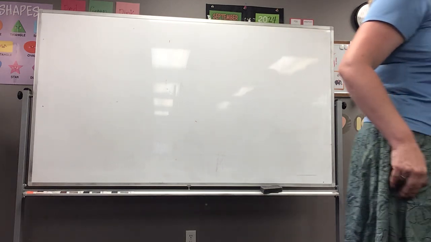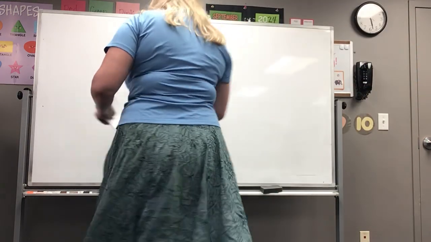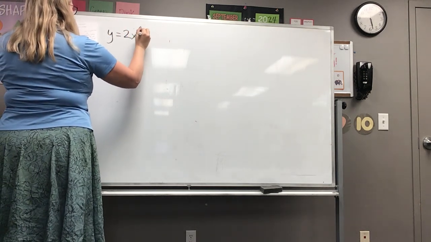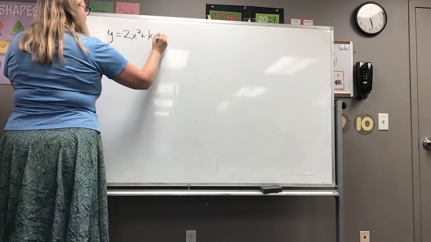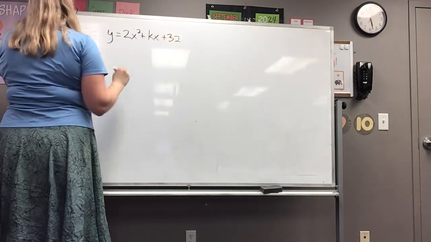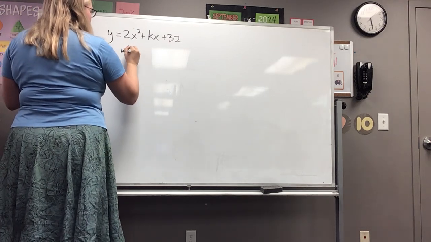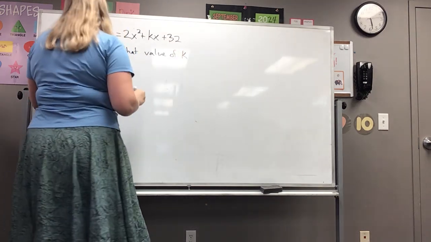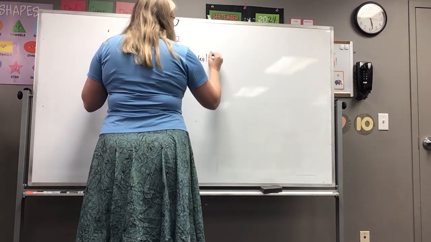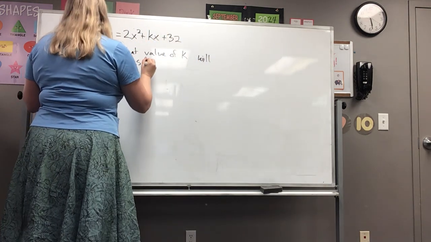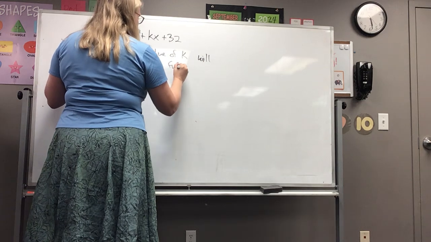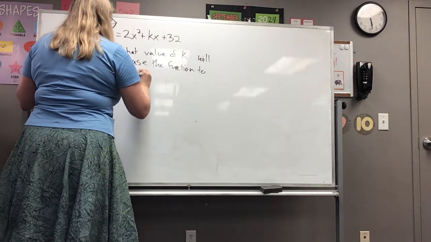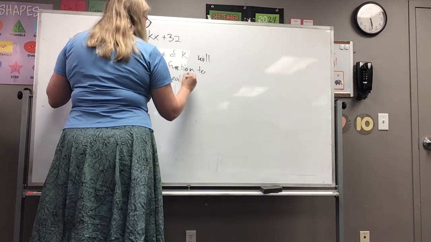Alright, so with that, if I have y equals 2x squared plus kx plus 32, what value of k will cause the function to have one real root?